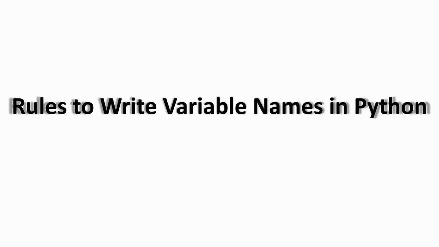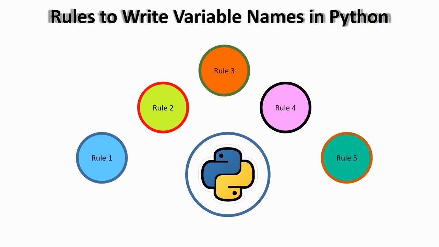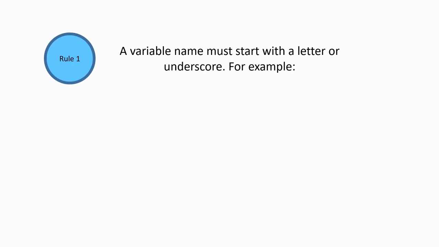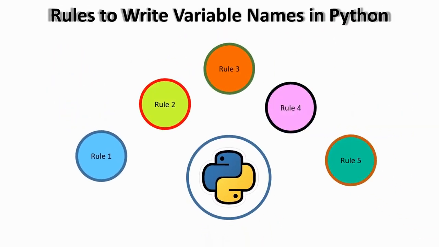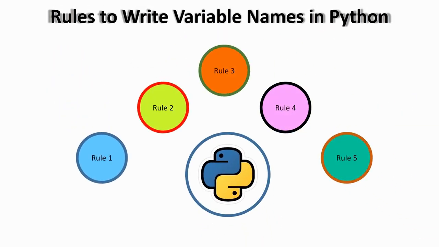Rules to write the variable names. Python imposes certain rules which must be followed while creating variables. Let us learn about these rules. A variable name must start with a letter or underscore. A variable name cannot start with a number.